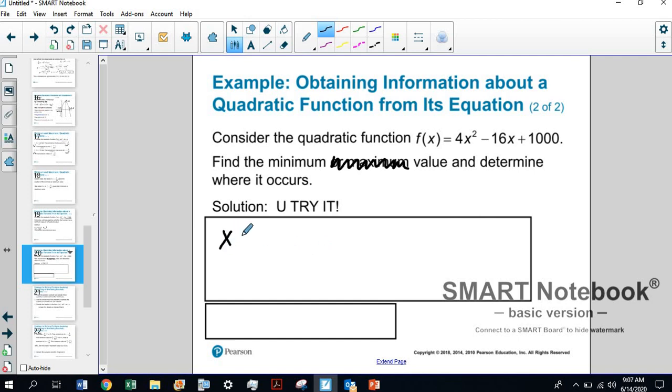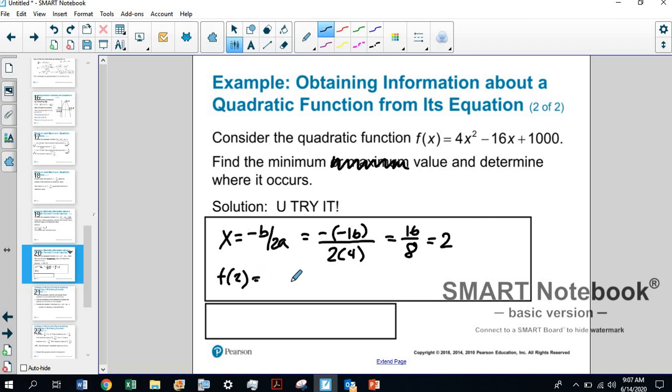Okay, so x is equal to minus b over 2a. So that's equal to negative minus 16 over 2 times 4. So that's 16 over 8, which is 2. And now plug that in.